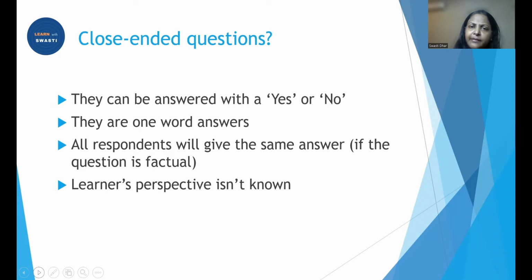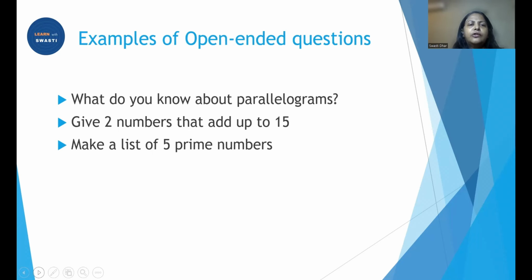Let's go through a few examples. So if I'm asking open-ended questions, if I ask a child of 7th standard, what do you know about parallelograms? Tell me a few properties. Then I'm leaving it open, and as a teacher, I will come to know what it is that the child knows about parallelograms. Okay. Or if I say, give 2 numbers that add up to 15. Now I've not specified, just any 2 numbers. So we can get 2 numbers to add up to 15 in an infinite number of ways.